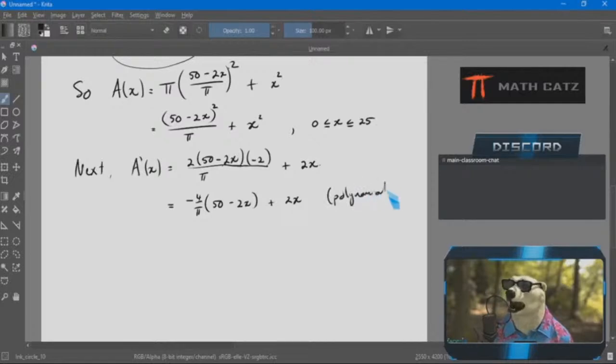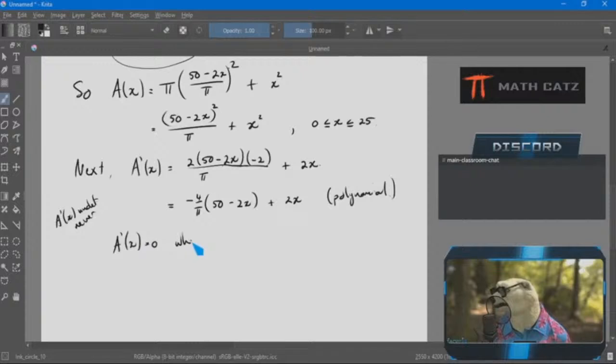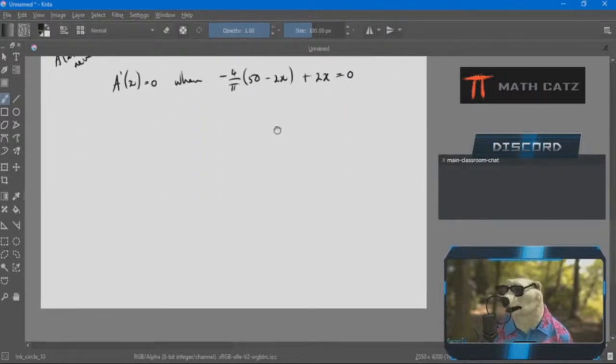Now this is a polynomial in x. And because of that, I know that when I check my critical points, the undefined check is never going to happen. So the derivative is going to be 0 when I set this thing equal to 0. Let's do that and see the equation that we are working with. Plus 2x here equal to 0. Let's not get distracted by everything else.